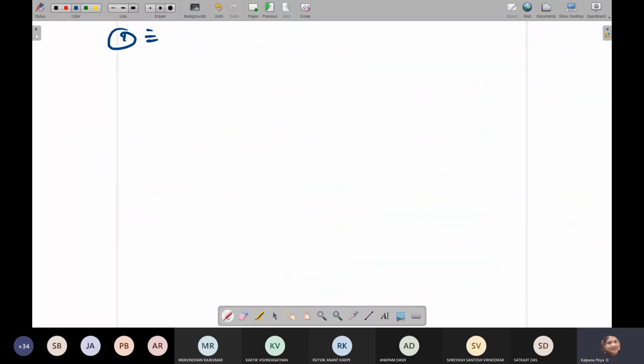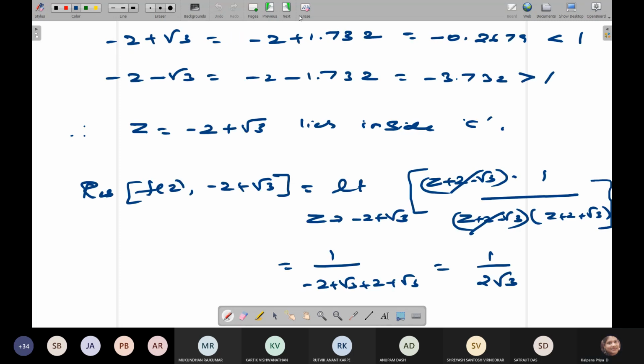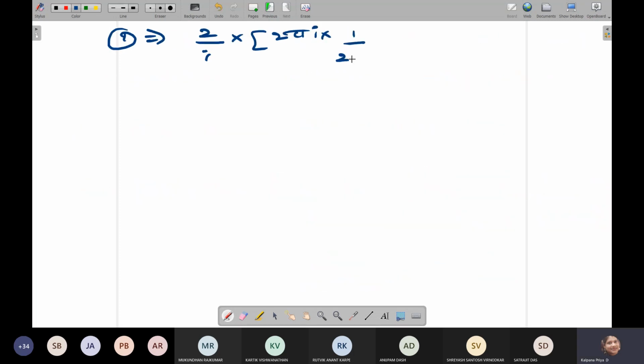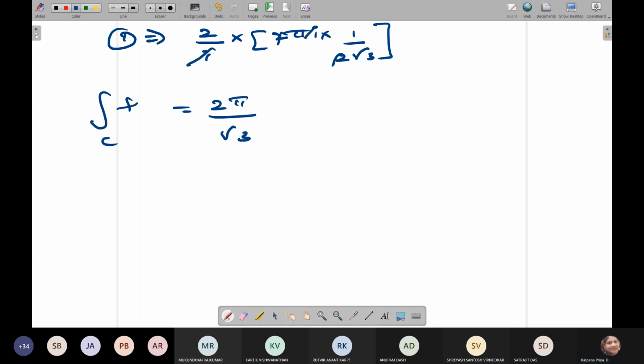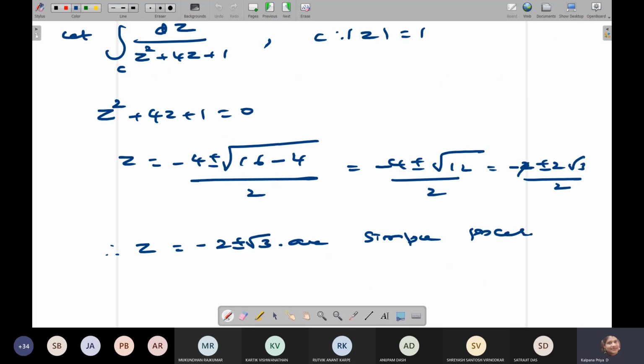Now equation 1 becomes, already there is 2 pi i into sum of residues. So 2 pi i into 1 by 2 root 3. So i getting cancelled, 2 getting cancelled. So 2 pi by root 3. This is the value of the given integral. That is integral over 0 to 2 pi d theta by 2 plus cos theta equals 2 pi by root 3. No substitution, nothing. Only we convert.